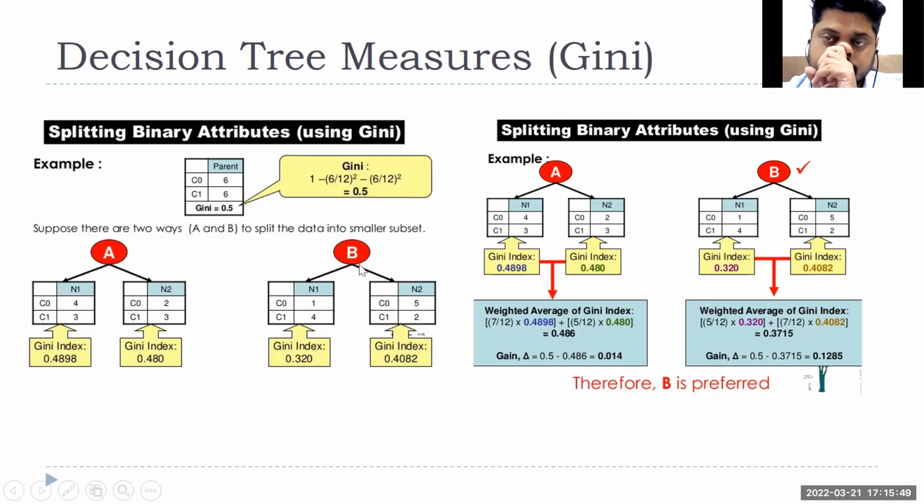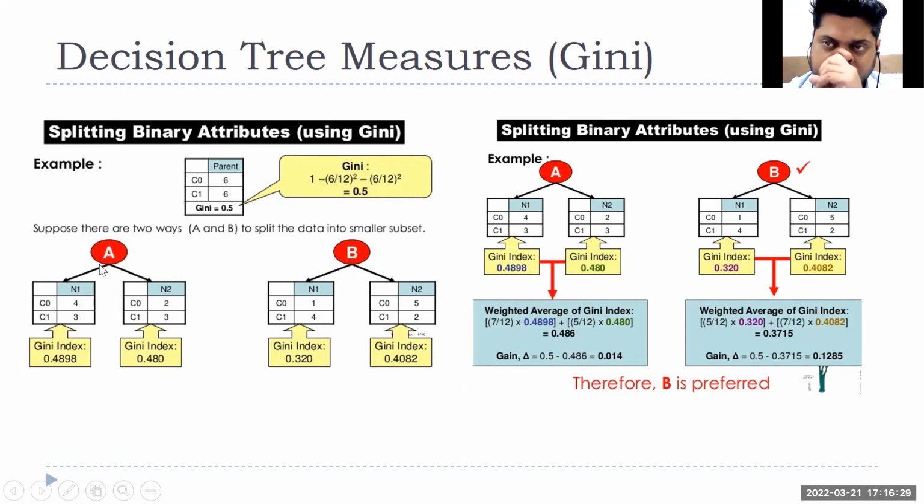If I'm taking home ownership as my another variable, I am having two nodes which have Gini index of 0.320 and 0.4082, right? So simple thing, you take a weighted average of number of data points you have. You have total 12 data points. When I use the A variable, that is the marital status, it divided into two nodes having 7 data points here. In the N2, there are 5 data points. 7 by 12 multiplied by the Gini index of 0.4898 plus 5 by 12 Gini index of 0.480. That will give the average Gini index for this variable as 0.486.